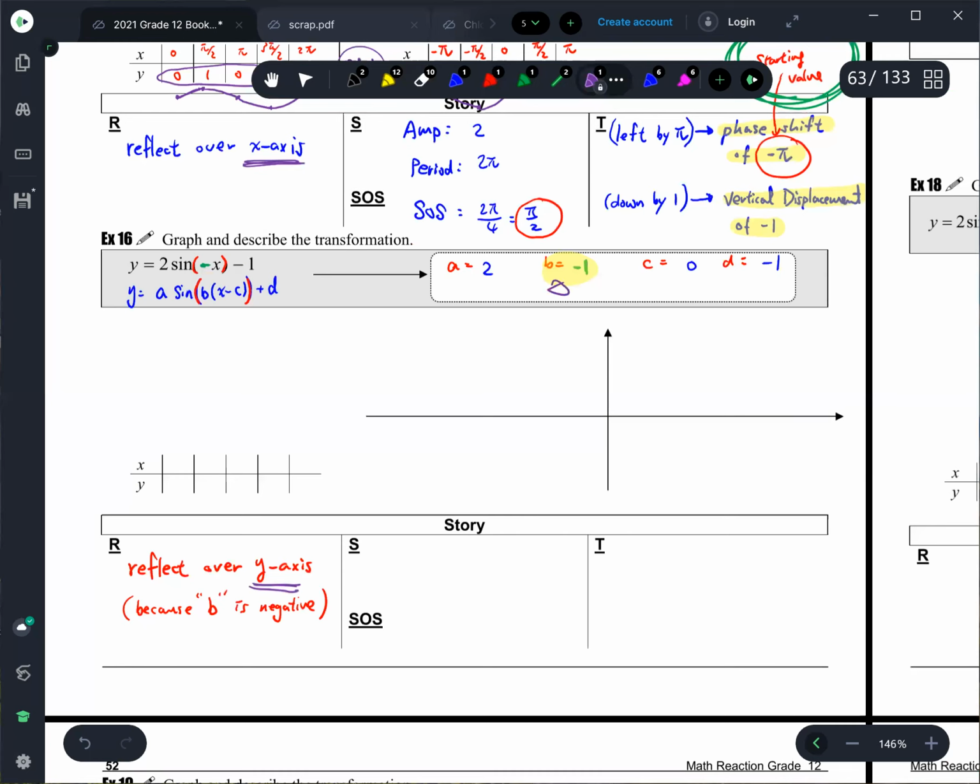So this is the important part. Other than that, okay, everything else the same. So please write down the RST, okay? Once you got RST, please raise your hand.